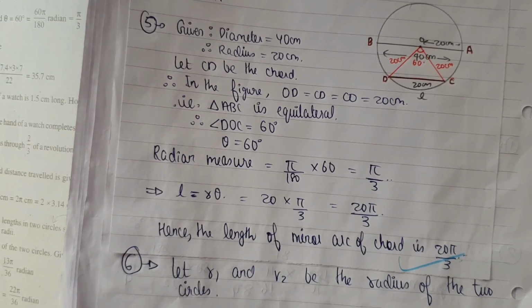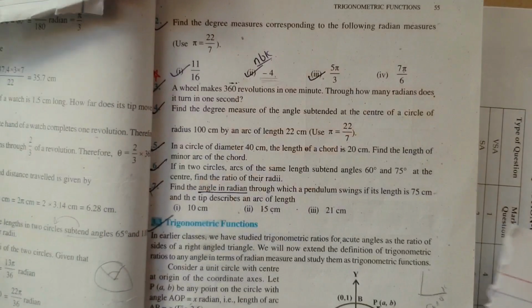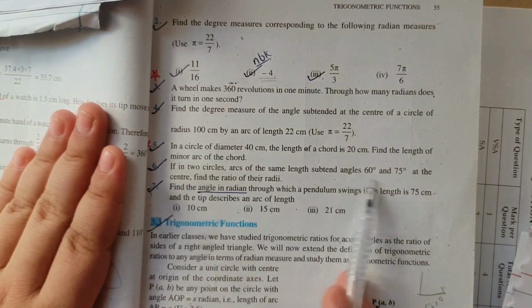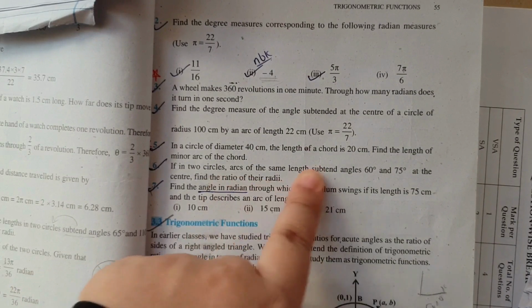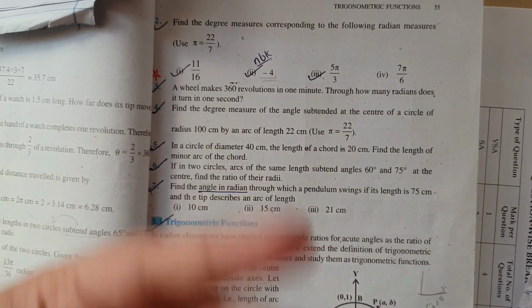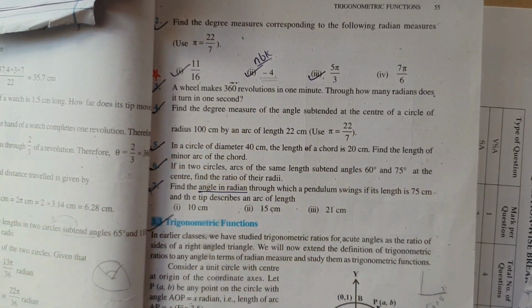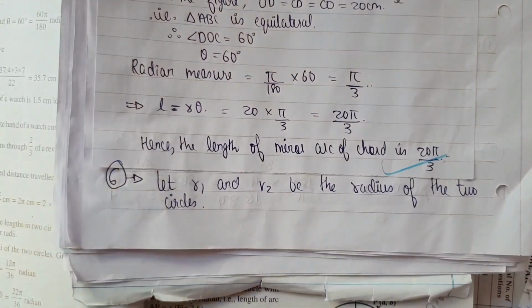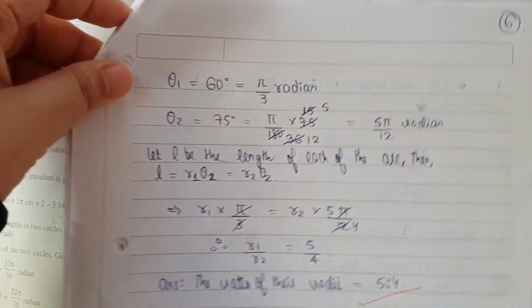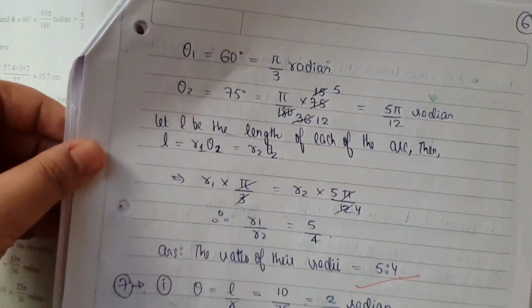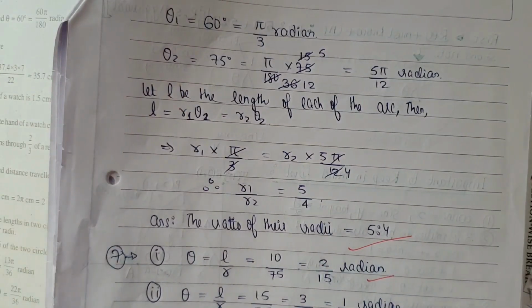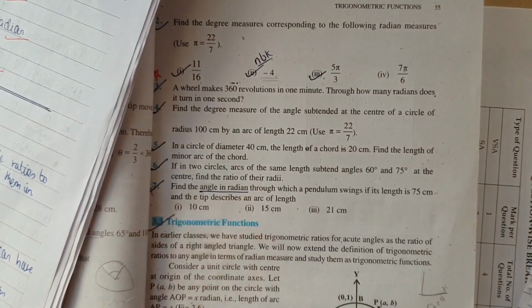Fine. Lastly, talking about the sixth question, which is similar to the example I've done, which says there are two circles given to us which have the same arc length, but they subtend two different angles, as you can see here, and find the ratio of the radii. The same way I solved the example, let the two radii be r1, r2, and convert the angles theta into radian measure for both of them, apply this concept and find the ratio. Okay.